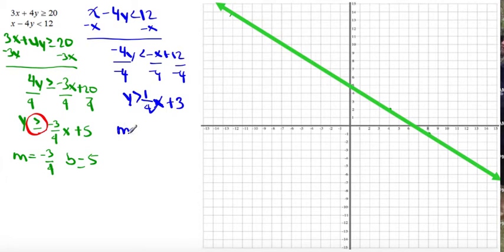And then the blue line, my slope here is 1/4. My y-intercept is 3. So I start my graph at, oh sorry, the y-intercept should have been negative 3. 12 divided by negative 4 is negative 3. So I start my graph at negative 3. And then my slope tells me to go up 1, right 4. And then to extend the line, I go down 1, left 4.